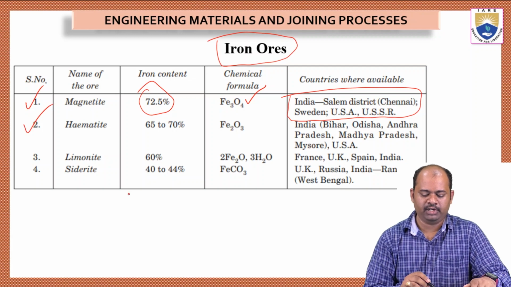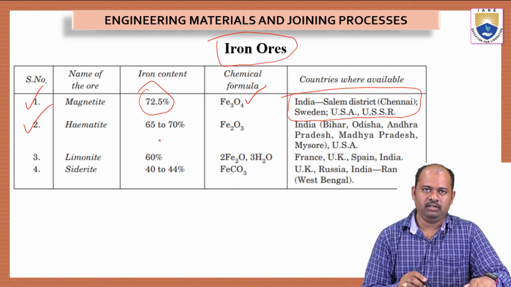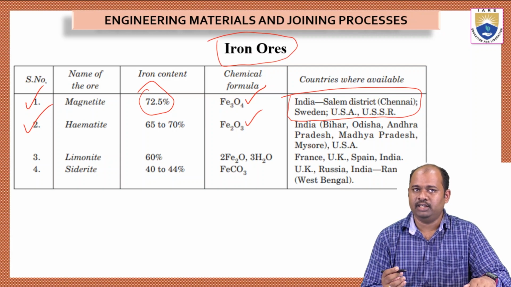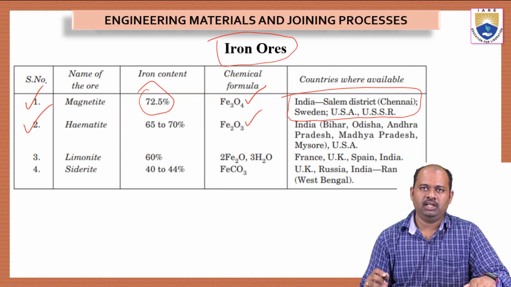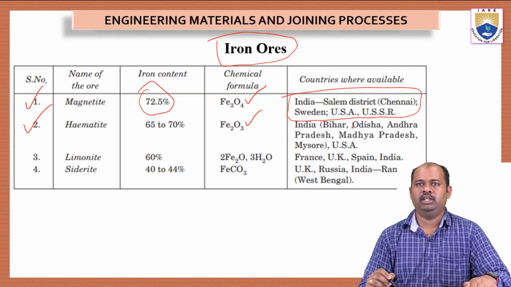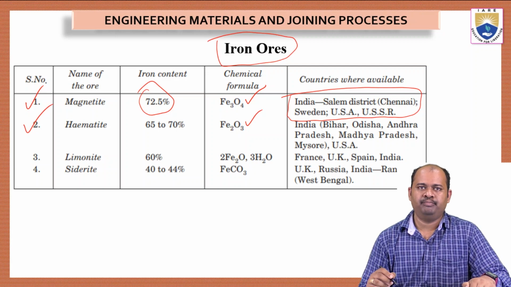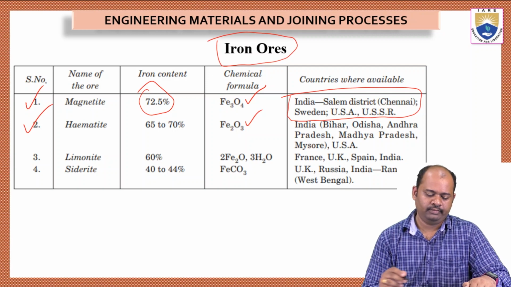And the second one is hematite. It contains about 65 to 70% of iron, and its chemical formula is Fe2O3, slightly different. That is why it is given a different name. In India, it is mostly found in Bihar, Odisha, Andhra Pradesh, Madhya Pradesh, Mysore, etc., and also in USA. So hematite is found in most places in India, and some parts of USA.